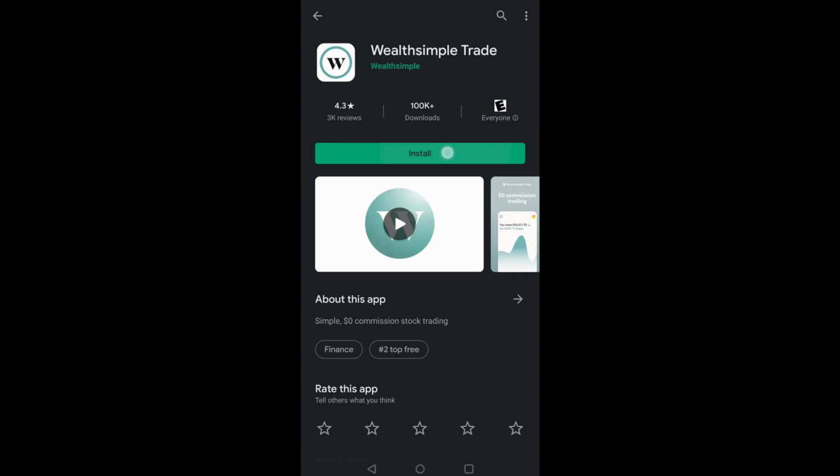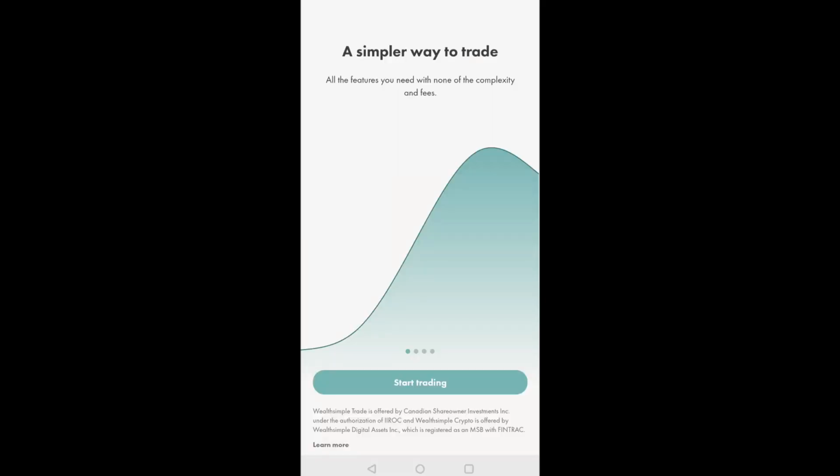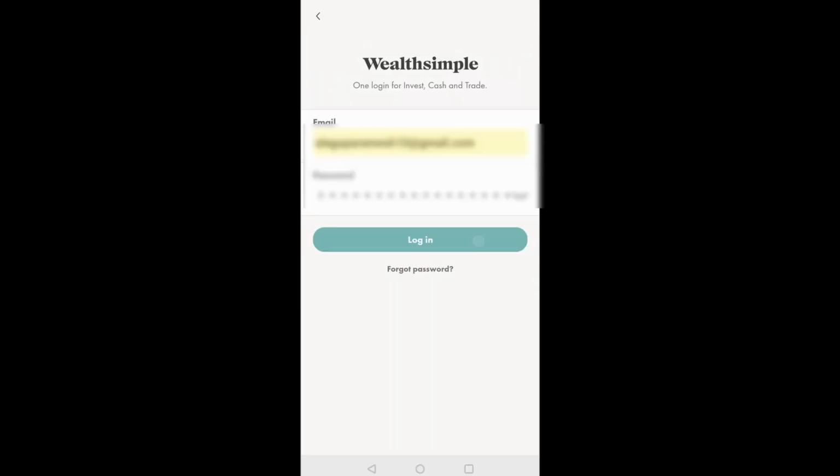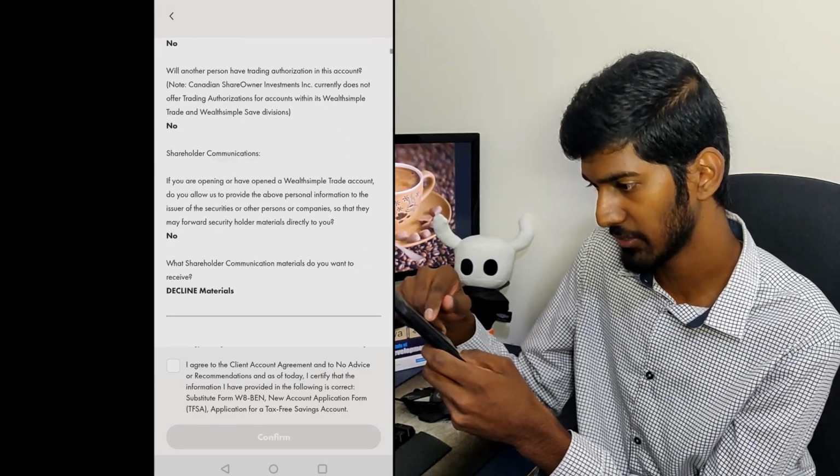You're only a few clicks away. Let's get the Wealthsimple Trade app from Google Play Store or Apple Store. If you don't have an account, you can register here. I already have an account, so I'll log in. I'm going to be starting with the TFSA account.